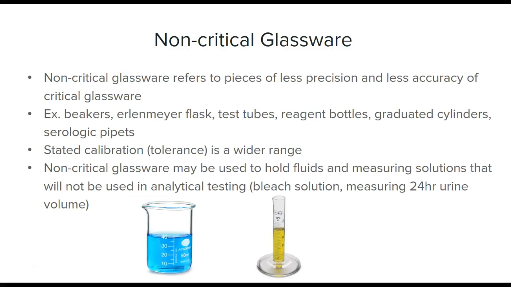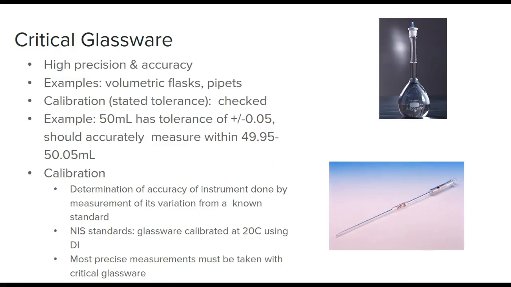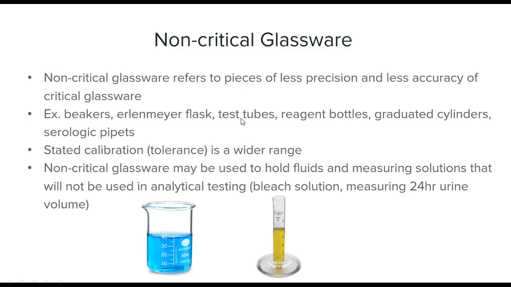Okay, non-critical glassware refers to the pieces of glass that are less precise and less accurate. And this includes beakers, the Erlenmeyer flasks, test tubes, reagent bottles, graduated cylinders, and serological pipettes. So you need to make sure you know the difference. It has a stated calibration, and the tolerance has a wider range. Whereas the critical range may be low like this, non-critical may be 1 milliliter. It's going to be a wider range.